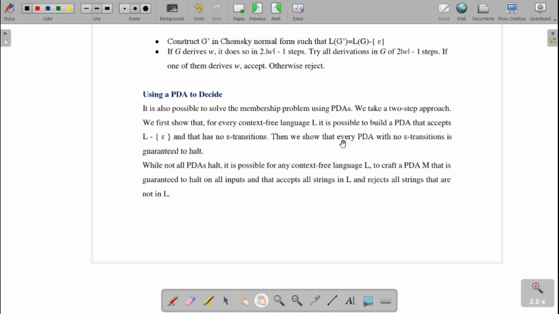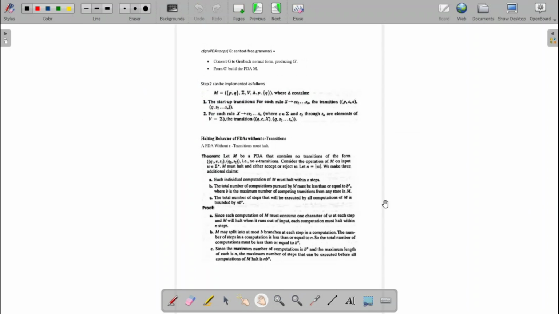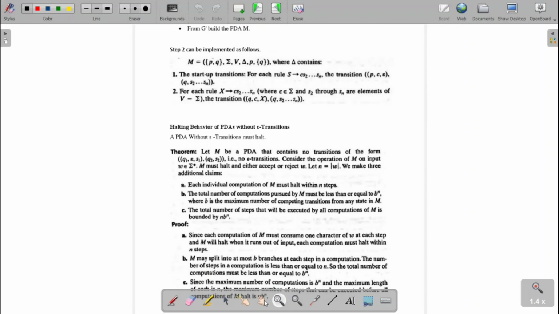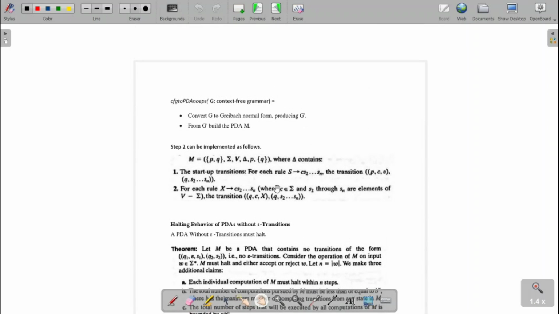Then we show that every PDA that has no epsilon transitions is guaranteed to halt, while not all PDAs will halt. So it is possible for every context-free grammar to craft a PDA that is guaranteed to halt on all the inputs, accepts all strings in L, and rejects all strings that are not in the language L. Right? The method we described above.